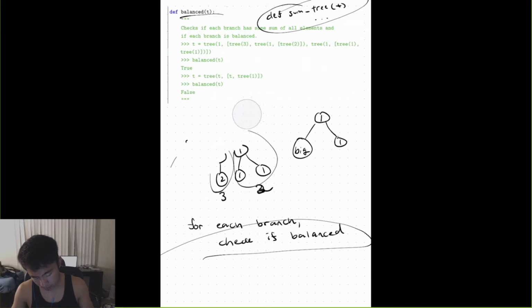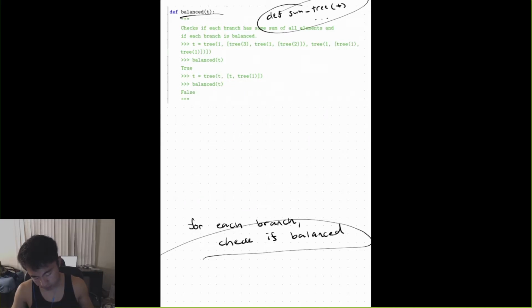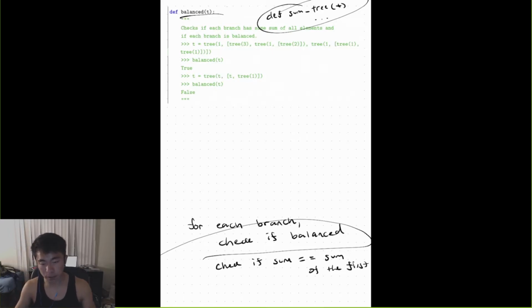And so what we can do is, for each branch, along with checking if it's balanced, check if its sum is equal to the sum of the first branch. Because if it's not equal, then we're going to return false. And along with that, if that branch is not balanced, we're also going to return false.